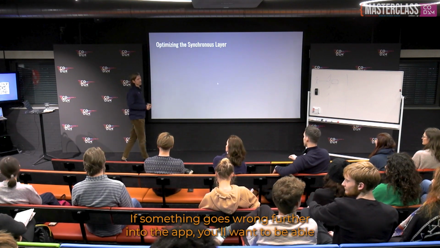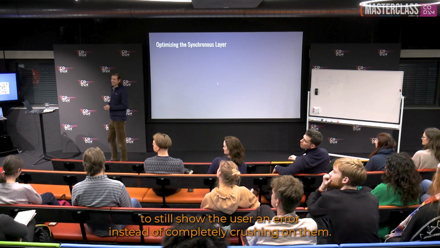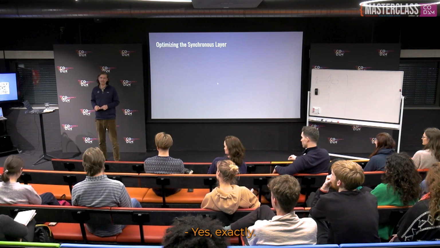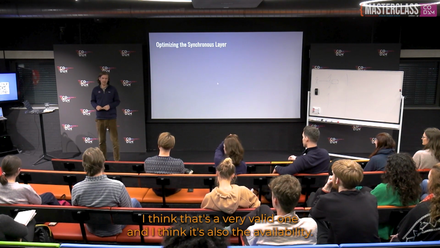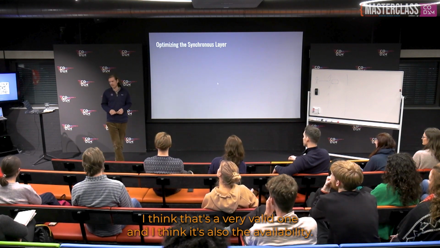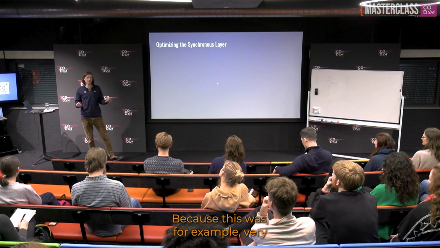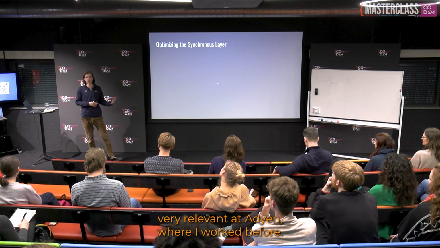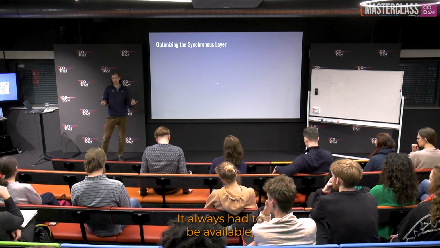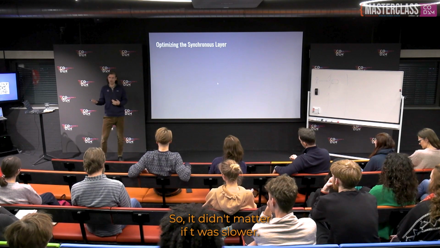I think if something goes wrong further into the app, you'll want to be able to still show the user an error instead of completely crashing on them. Yeah, exactly. And I think that's a very valid one, and I think it's also the availability. Because this was very, very relevant at Adyen, where I worked before. It always had to be available, right? Otherwise people couldn't pay. So it didn't matter if it was slower.